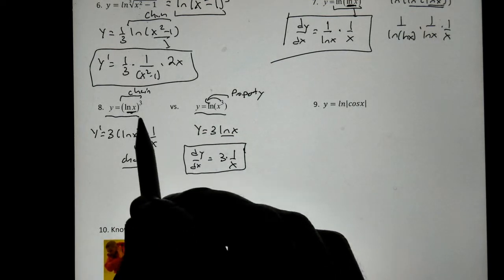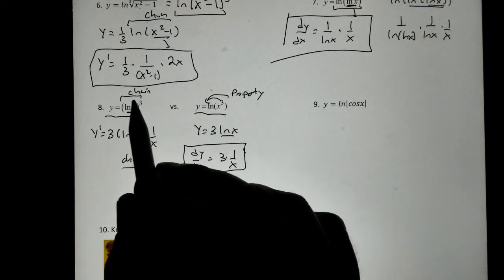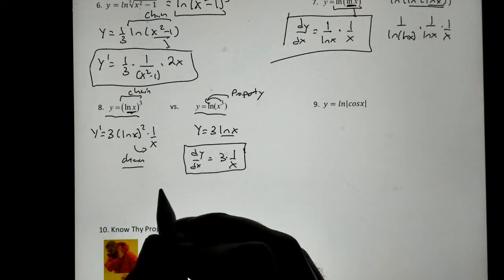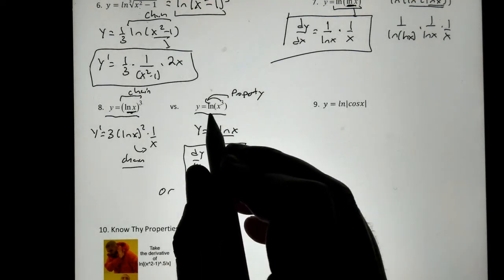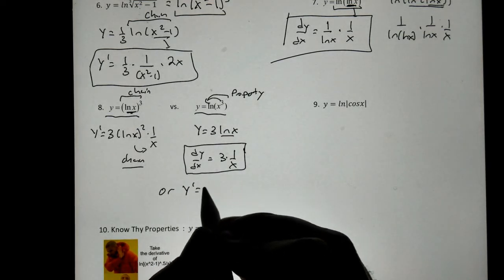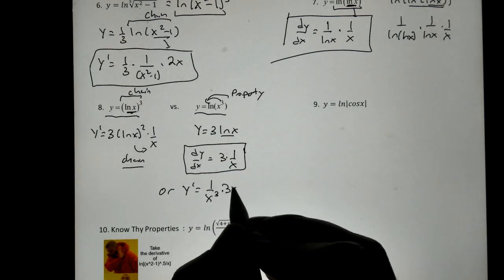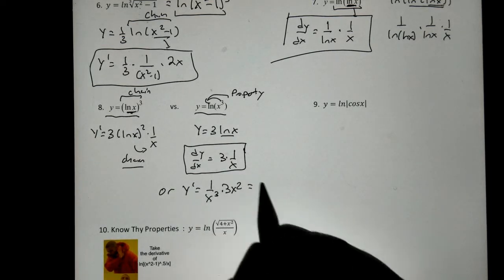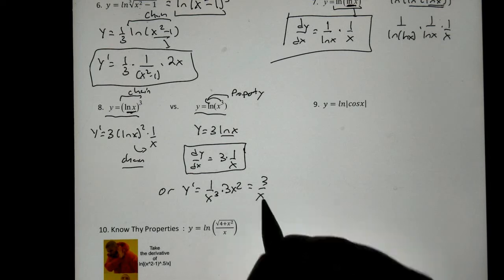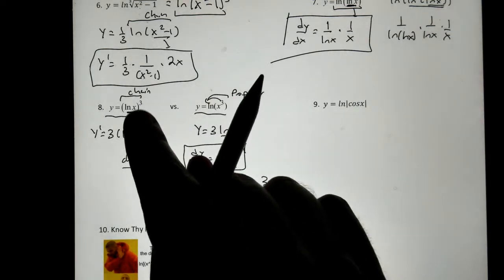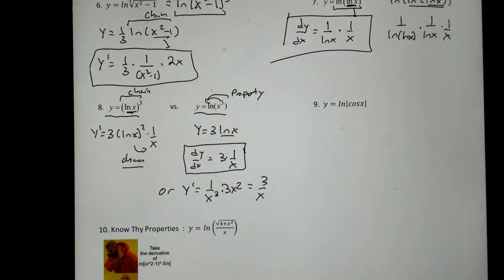Be careful, a lot of times students think they can use their property here. You really can't. Now, let's say you didn't want to use your property on this one. I could just do the straightforward chain rule. I get 1 over x cubed times the derivative of the inside, which is 3x squared, which becomes, again, 3 over x. So I can do this one a couple different ways, but here I can only do it using chain rule.